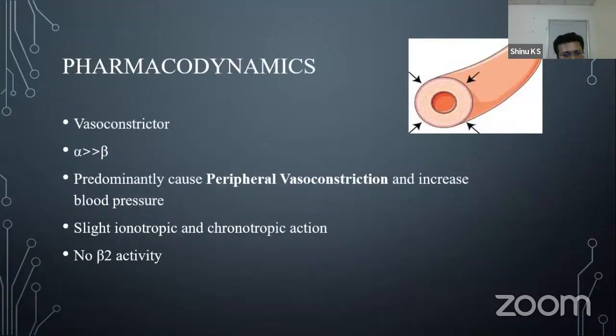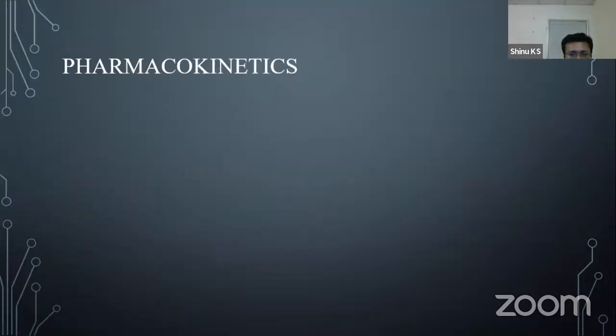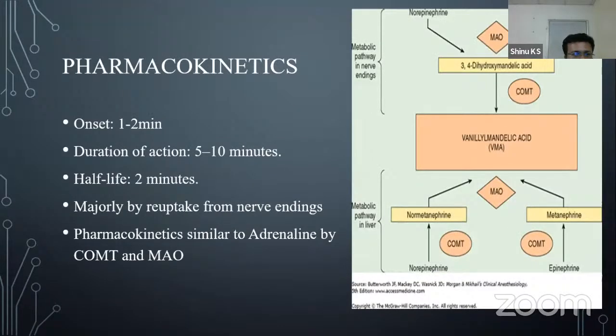It is a potent vasoconstrictor and has more alpha action compared to beta. It predominantly causes peripheral vasoconstriction and increases blood pressure. It has slight inotropic and chronotropic action. It has no or minimal beta-2 activity. It takes 1 to 2 minutes for onset of action, the duration of action is 5 to 10 minutes, and it has a half-life of 2 minutes.